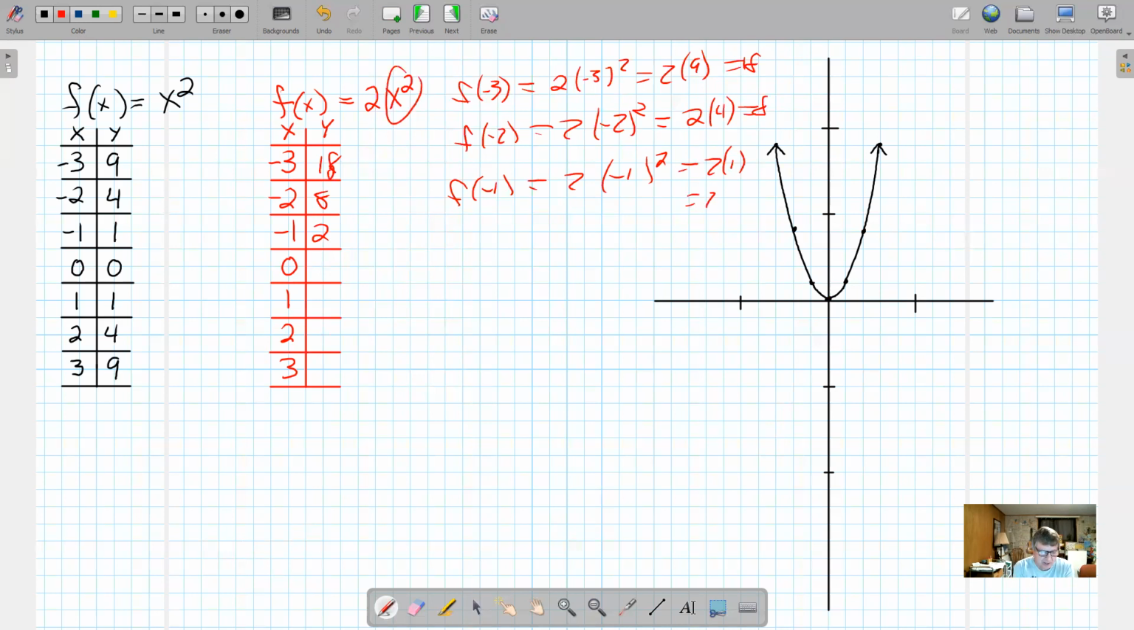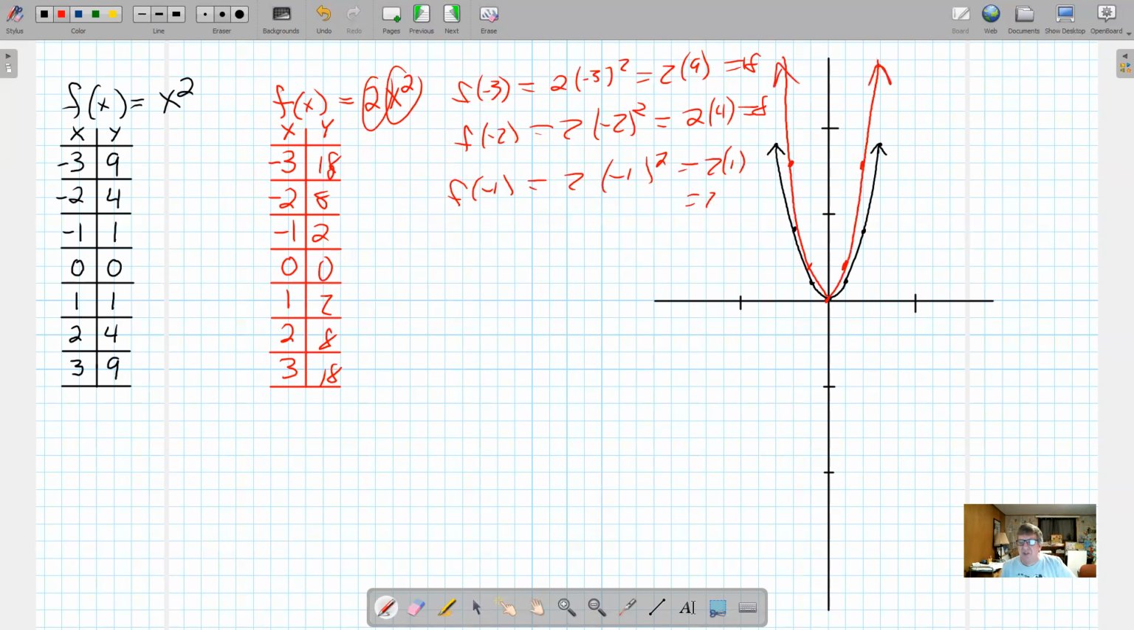What's happening? Well, we've got x squared. We do that first. That's just like the black equation, but then we're going to multiply it by 2. So all our y values will be twice what the y values were before. Negative 3, 18. I can't get that on this graph. It goes beyond the page. Negative 2, 8 is right there. Negative 1, 2, 0, 0, 1, 2, 2, 8. Let's just do this freehand. And it's going to come out like that.